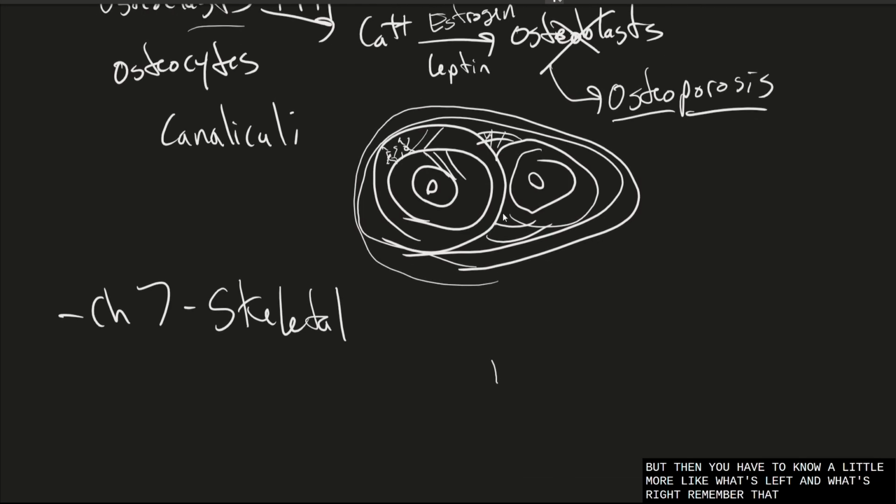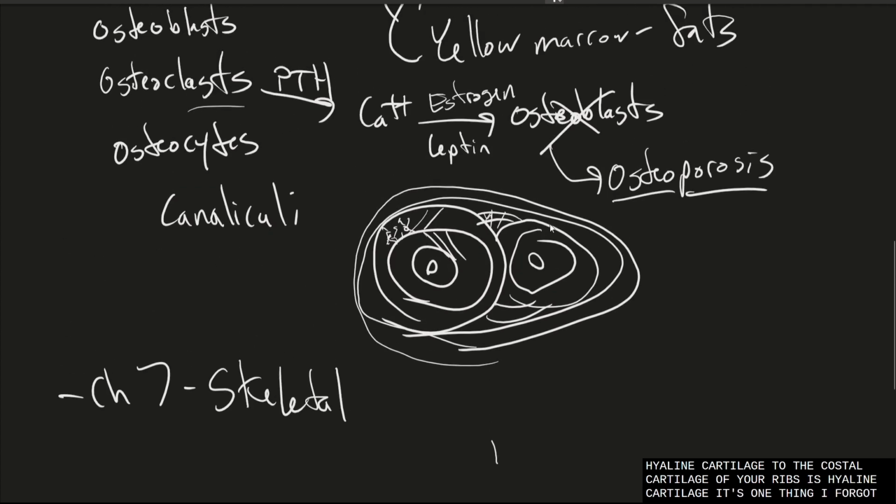Remember that costal cartilage. Is that hyaline, elastic, or fibrocartilage? Remember, that's hyaline cartilage. So the costal cartilage of your ribs is hyaline cartilage. It's one thing I forgot to say. I might have just forgot to say it. I don't know. But I think that is all I have for this review session.